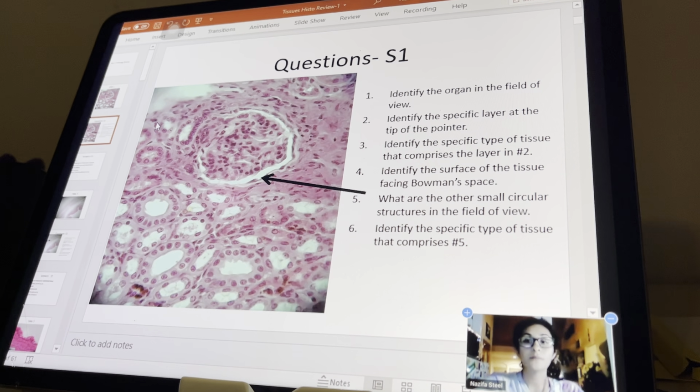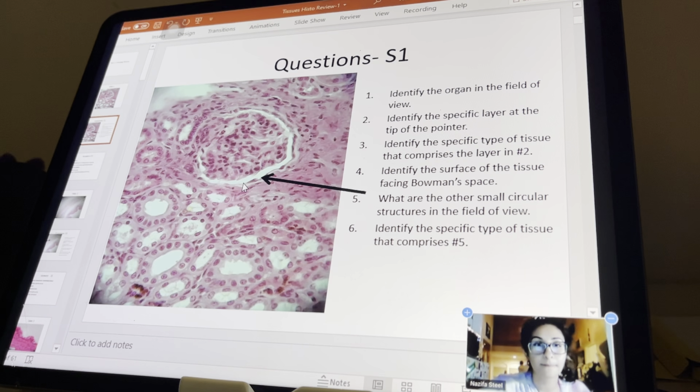Almost. Between parietal and visceral, because that's all it's going to be, which one means that it's on the wall? You tell me. It's going to be parietal. This is parietal squamous epithelium. Yep. Visceral actually means organ, so visceral is on the organ. So this is going to be parietal, the parietal layer of Bowman's capsule.